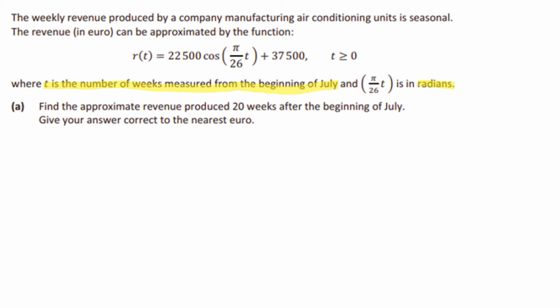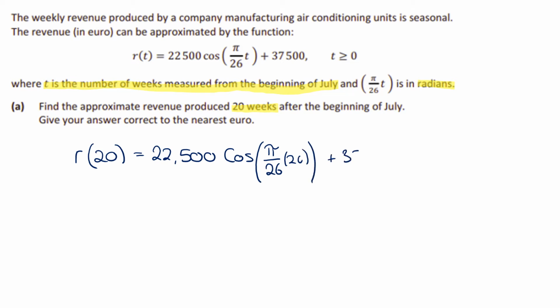The first part of this question says, find the approximate revenue produced 20 weeks after the beginning of July. Give your answer correct to the nearest euro. So we're actually going to do R of 20. Now remember that R of t is a function. It is not R multiplied by t. So all we're being told to do here is to sub in my 20 instead of t. So pi over 26 by 20 plus 37,500. Again, just double check that your calculator is in radian mode.